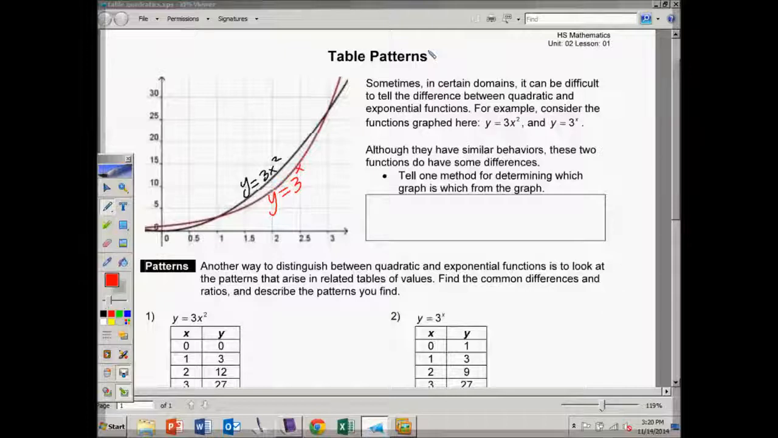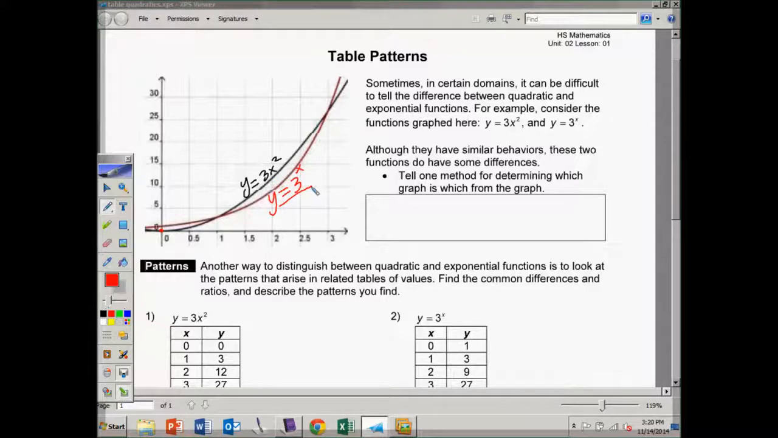We can tell that this is y equals 3x squared and this is y equals 3x by focusing on the origin. Because if I plug 0 into this function, what am I going to get? 0, right? Because anything times 0 is 0. However, if I plug 0 into this function, what am I going to get? A number. 1. Because anything to the 0 power is 1.